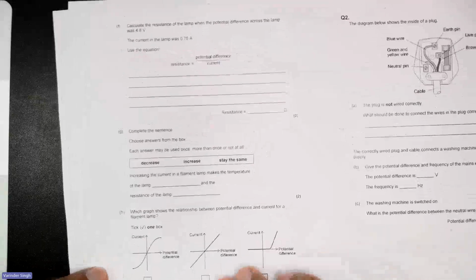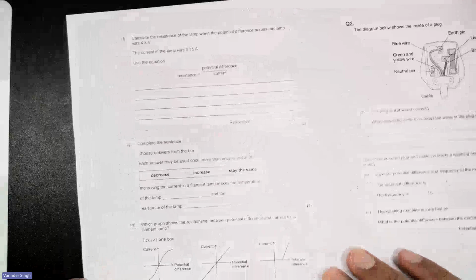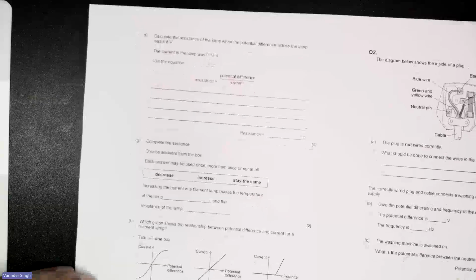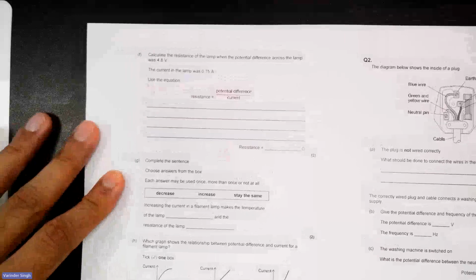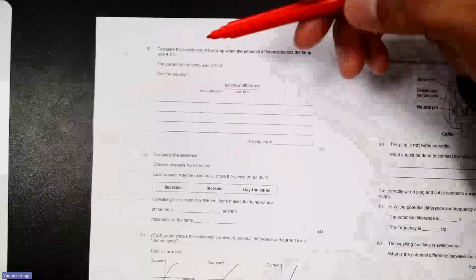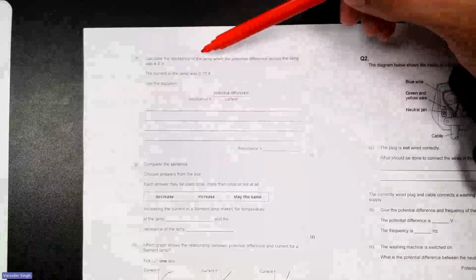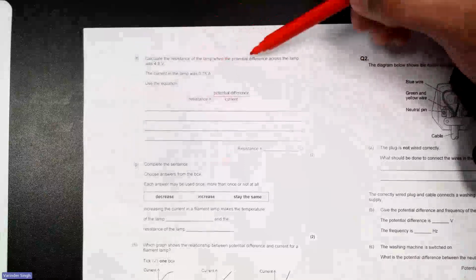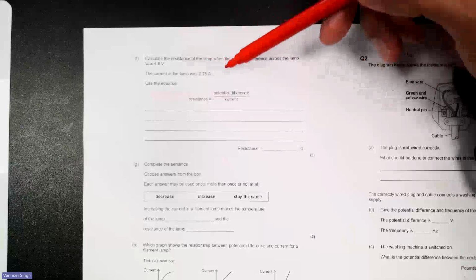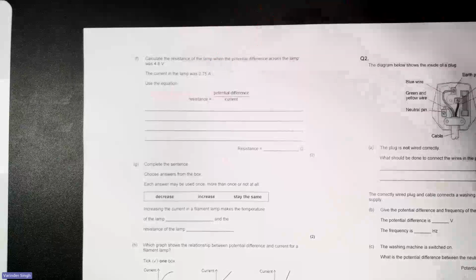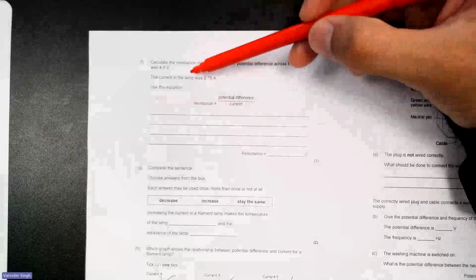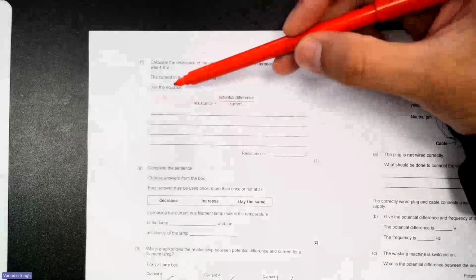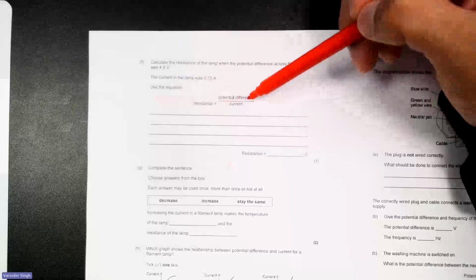Again, another equation here, another calculation. I chose this question specifically so that we could revisit these equations. This equation again is one that you need to learn, the one that you need to remember. This time we're being asked to calculate the resistance of the lamp when the potential difference across the lamp was 4.8 volts. So we've got the same potential difference from the previous question. Calculate the resistance. The current is 0.75 amps. Use the equation. Again, we're given the equation here.